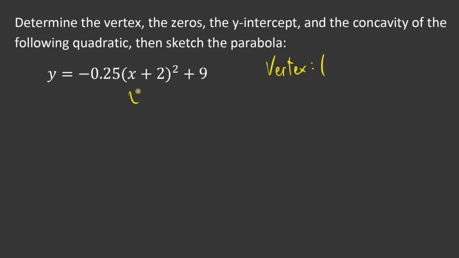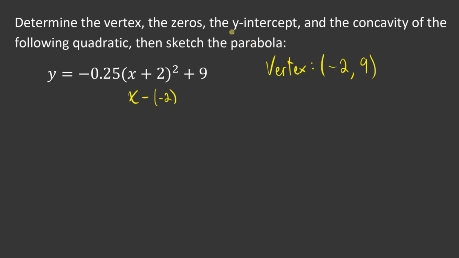Now in this case, remember that it's supposed to be x minus h. So I must have a -2 for my h in order for this to be an x plus 2. So my vertex is at -2 for the x value. I know my k value is the 9. I can start graphing it right away if I wanted to, simply because I've got the vertex, but I'm going to hold off on that.